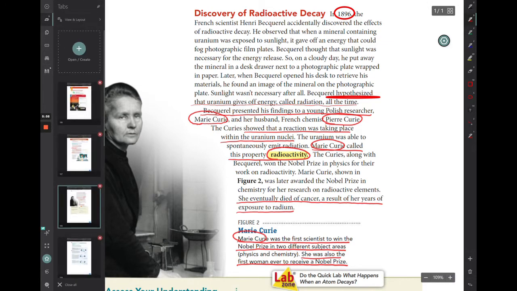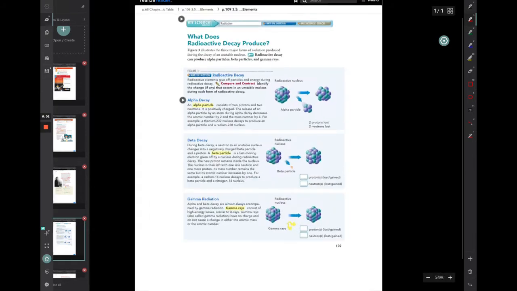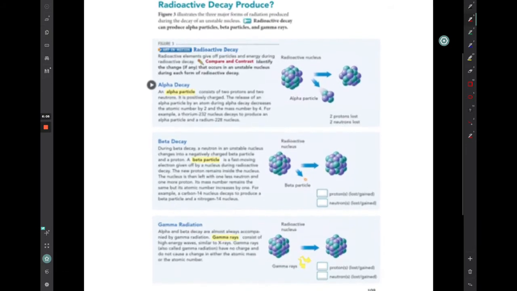On this next page, we are going to look at what happens as these atoms decay. This can get a little confusing with the terminology, so hold on with me here and kind of follow through. It's not complicated, but there's a lot of terms and lots of words that we have to think about.